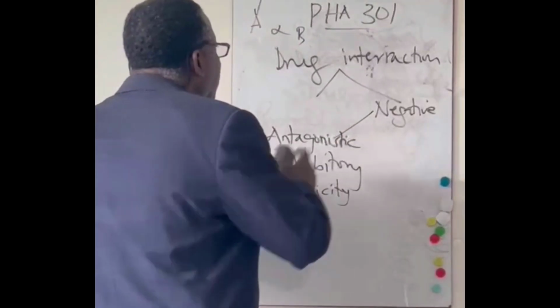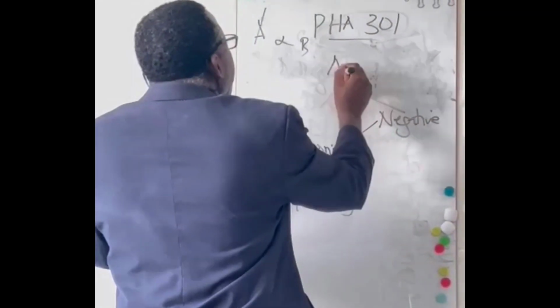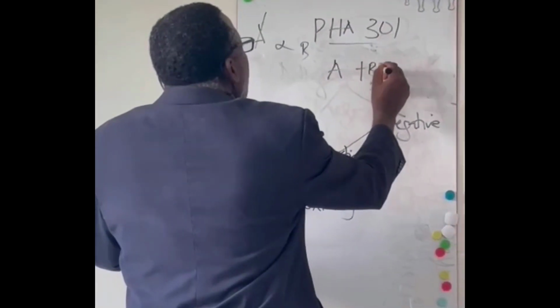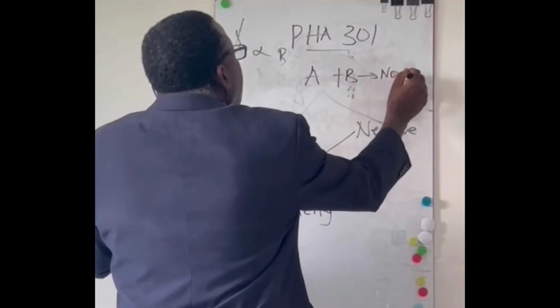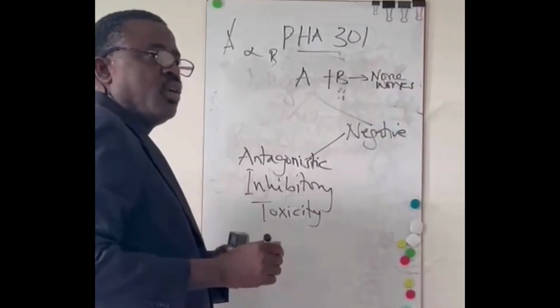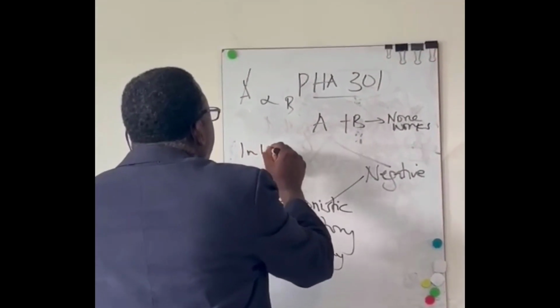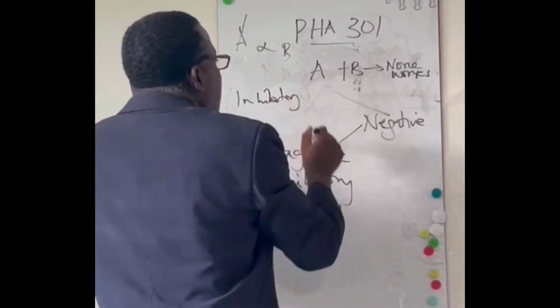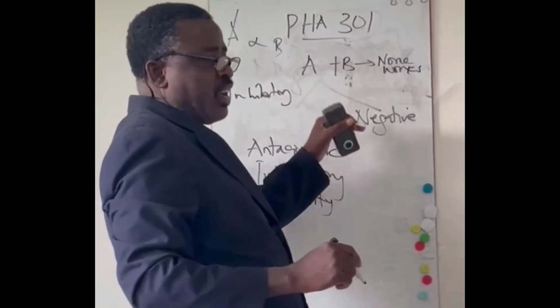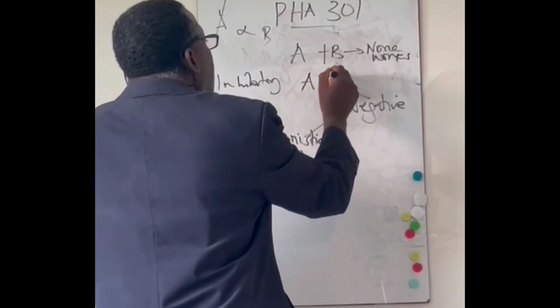So I will draw it like this so that you can understand what I'm saying. You take drug A plus B. So you will say none works. None of them will work. When you talk of inhibitory negative interaction, when you take A and B, A will work.